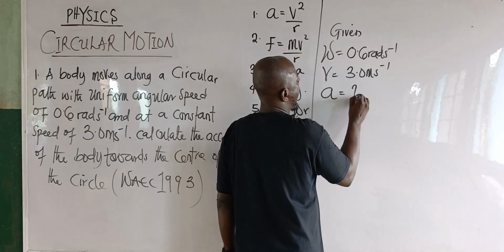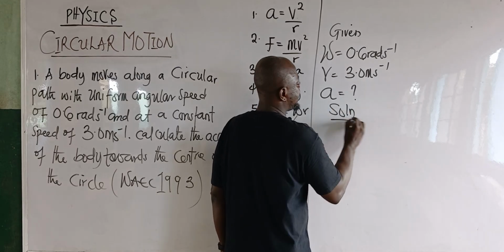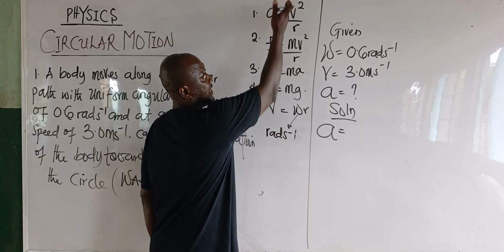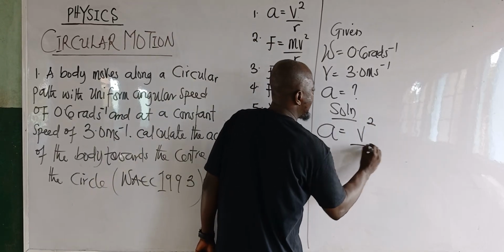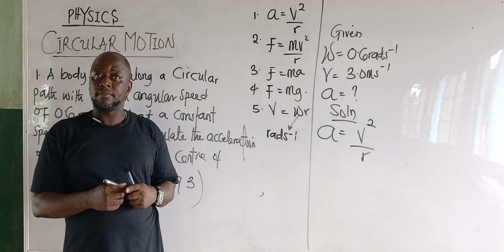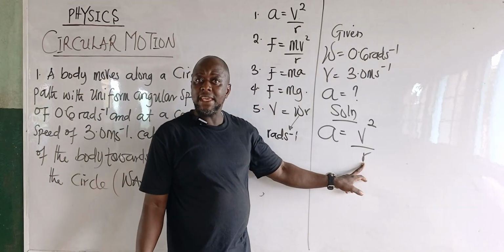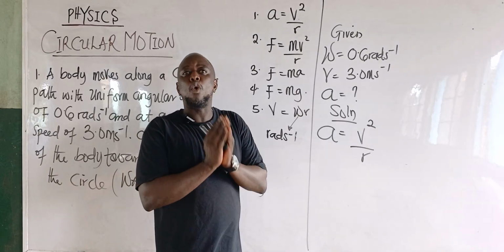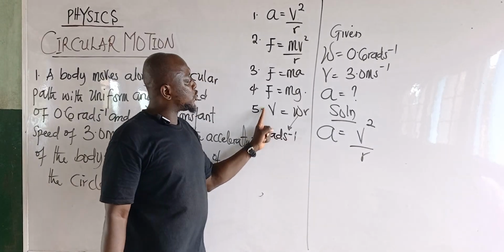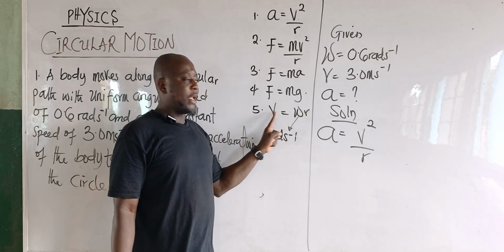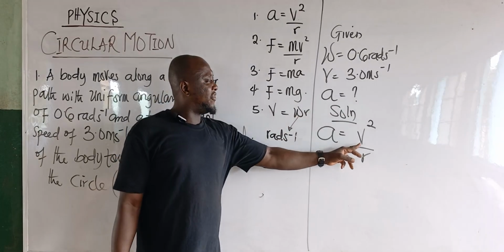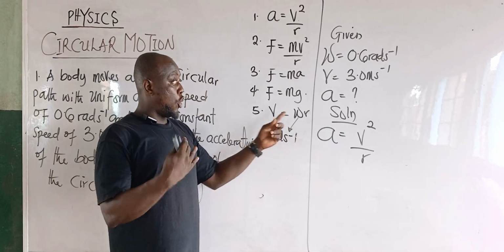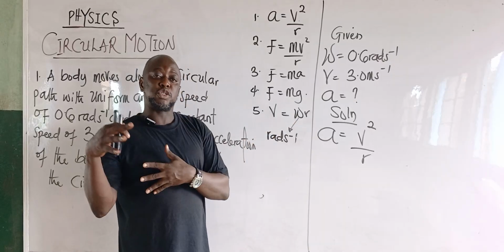So A is what we are asked to look for. We know that A is given by the formula for centripetal acceleration, V squared over R. But observe that we are not given R. So the quickest way to work on this is to use this other formula, because we have V and omega, we can get our R. Anytime you're not given V or R or omega, and you need them to solve, use this one.